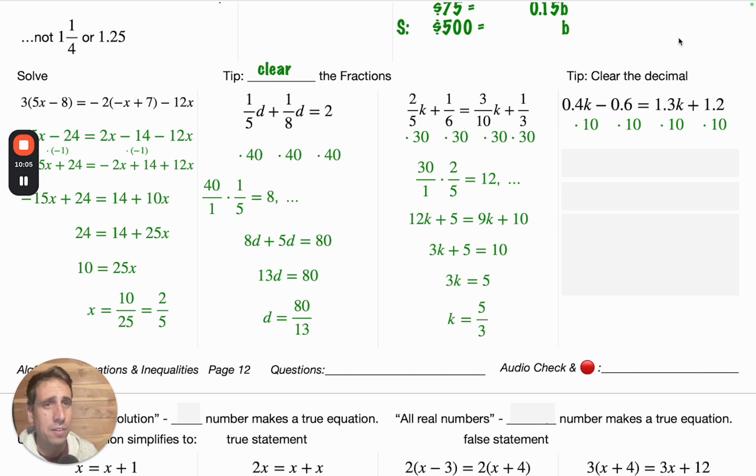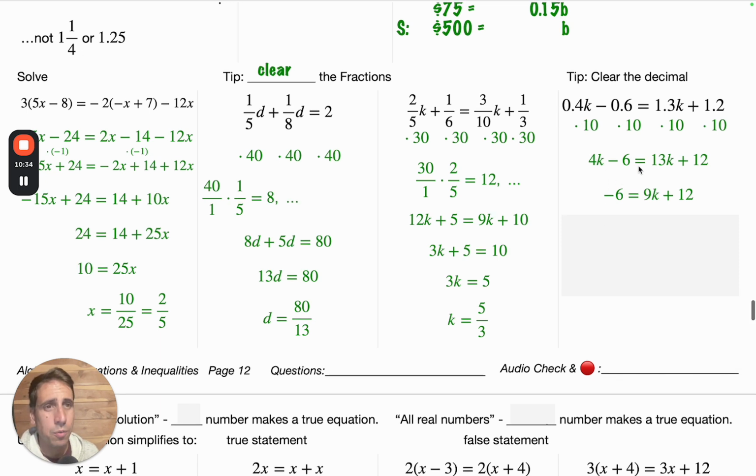If you multiply them all by 10, all of a sudden things get a lot more breathable. So we got 4k minus 6 equals 13k plus 12. All right, variables on both sides. I think what I want to do is subtract 4k from both sides. Notice this minus 6 turns into a negative 6 here, because if we were to change this to 4k plus negative 6, then you would see it a lot easier.